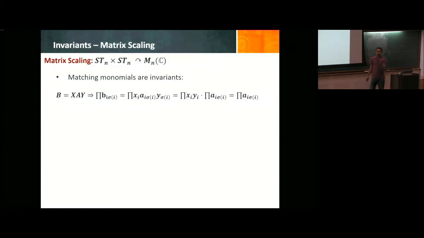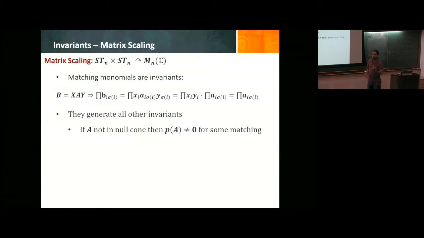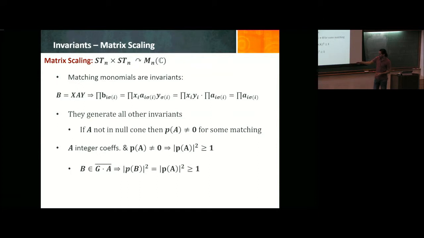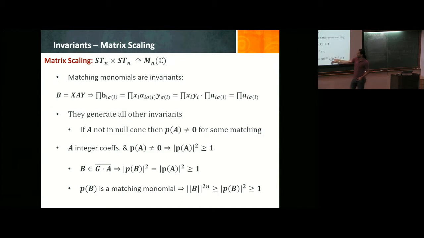So clearly, these matching monomials, as Ankit showed in the previous lecture, are invariants. And how do I use them for my analysis? Well, if A is not in the null cone, then we know that one of these invariants must not vanish, so P_A is different from 0 for some matching. So I can use this matching to certify that I'm never going to 0. And so for any scaling of A, the norm of B is greater than or equal to 1. But what is the norm of B here? The norm of B is essentially the product of the monomials in the matching, which is less than or equal to the norm of B to the 2n.